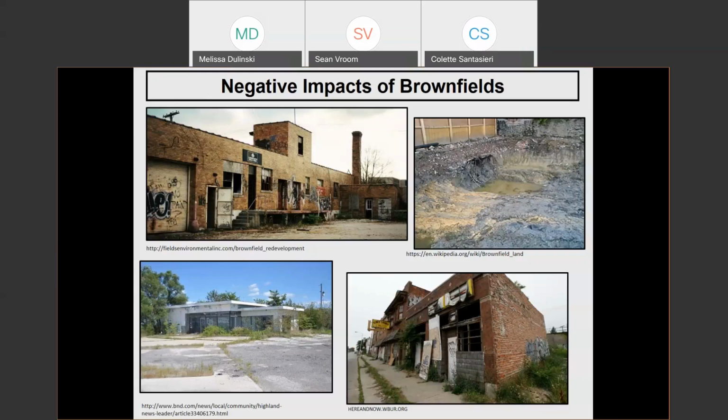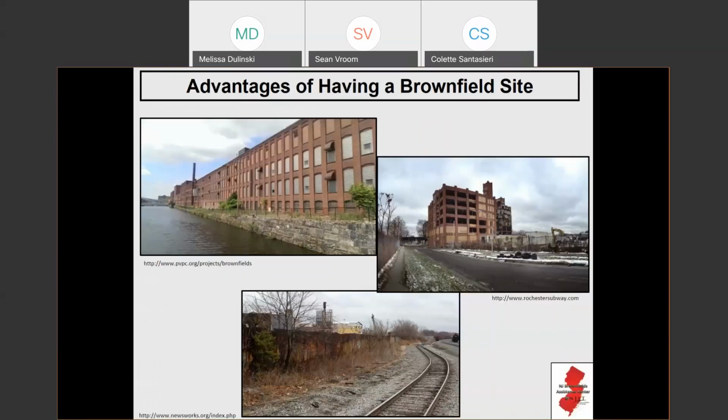But brownfield sites have some advantages. Many are located along waterways and rail lines and in downtowns, giving them a locational advantage for redevelopment. And many already have existing infrastructure, such as utility and sewer lines.